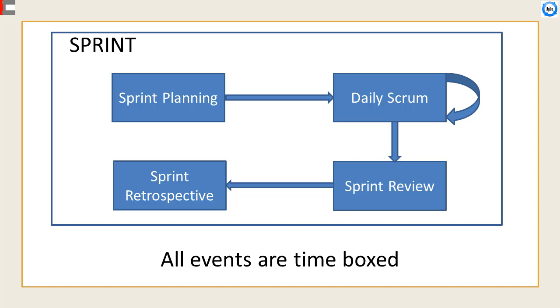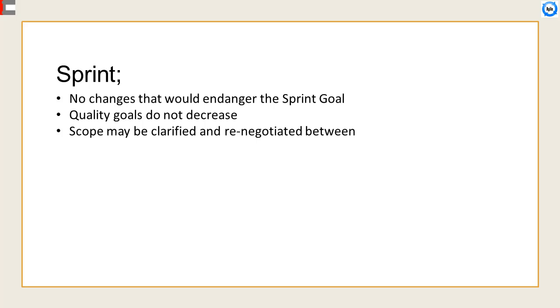Other than the sprint itself, which is a container for all other events, each event in Scrum is a formal opportunity to inspect and adapt something. These events are specifically designed to enable critical transparency and inspection. Failure to include any of these events results in reduced transparency and is a lost opportunity to inspect and adapt. During the sprint, no changes are made that would endanger the sprint goal.